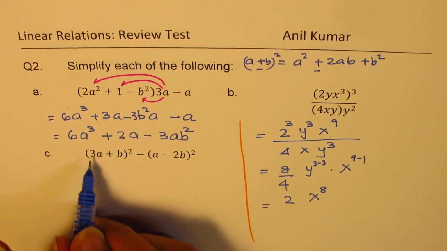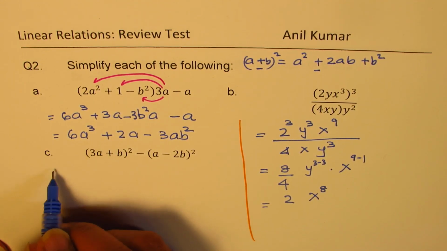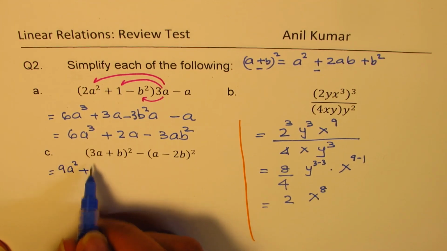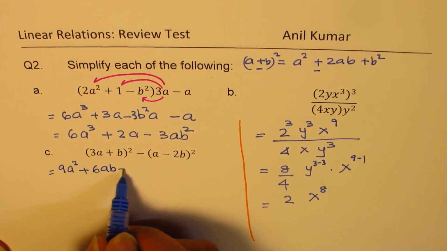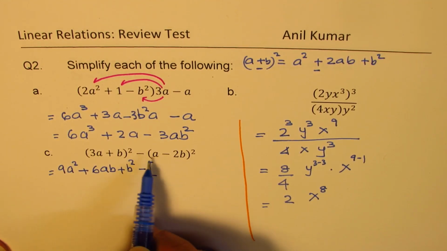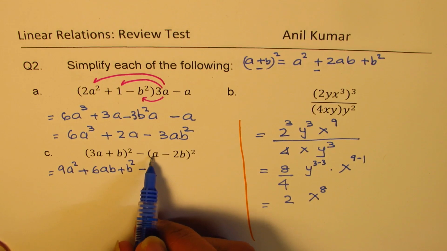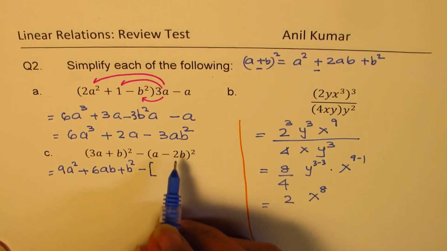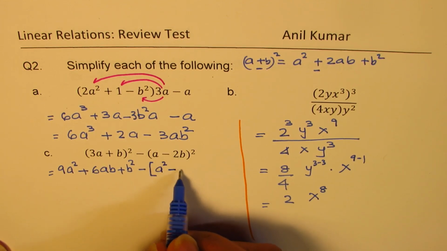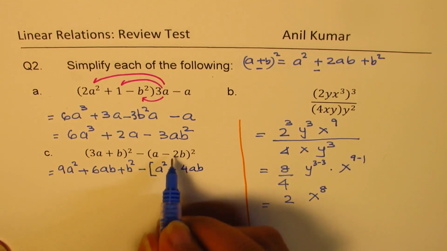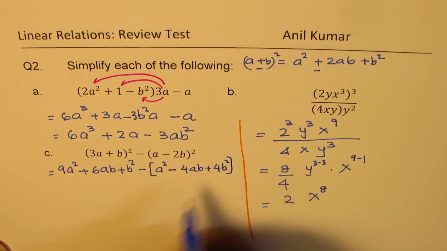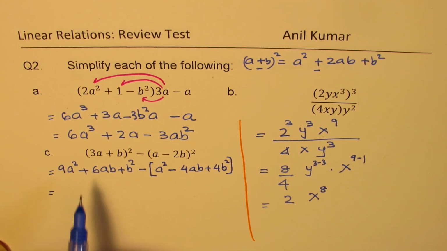So let's square this. (3a) square, 3 square is 9. So we could write this as 9a square plus 3 times 2, 6ab plus b square minus. It's good to put a bracket here, right? Now, we'll use the (a minus b) whole square formula, getting this as a square minus 2 times 2 is 4ab, and then square of this term, which is 4b square. Clear? Now let's combine the like terms.